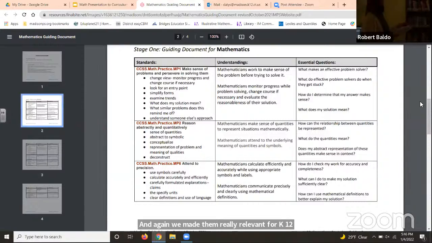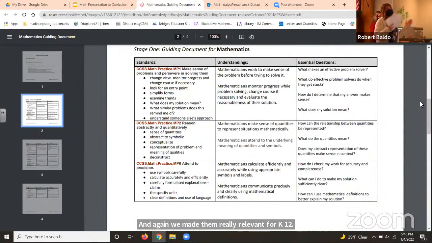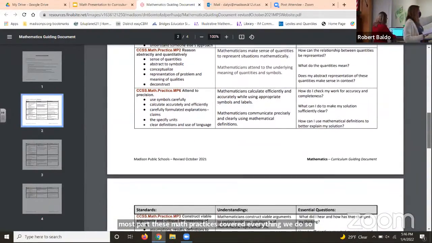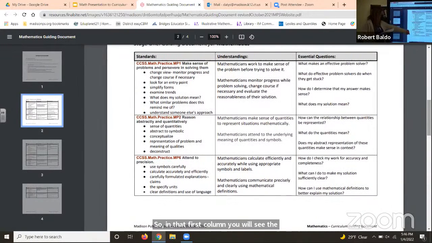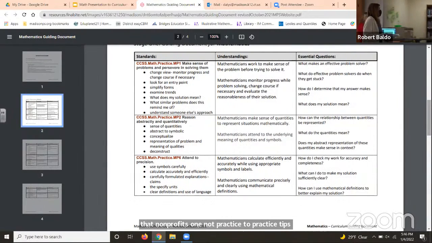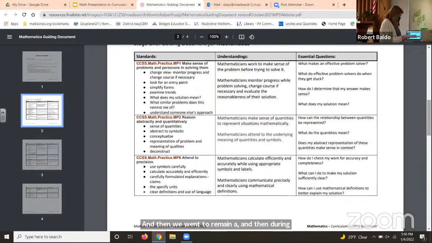So we can go into this document in the kindergarten classroom and use these, and we can go into the second school as well. And the math practices really encompass everything. And as Gail had mentioned, we did look at the priority standards, and we decided how these fit in well. But for the most part, these math practices cover everything we need to have in mathematics. So in the first column, you will see the standards: math practice 1, math practice 2, math practice 6. And then we went ahead and we made an enduring understanding and some essential questions to go with each one.